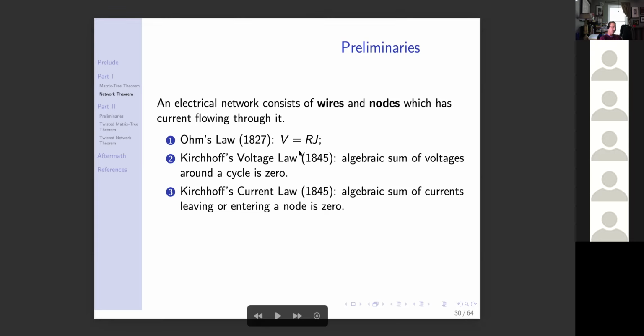That's the current law. Incidentally, the current law is usually known as Kirchhoff's second law, and the voltage law is usually known as Kirchhoff's third law. I'm reversing it here because in the 1845 paper, it's listed in this way. He changed it in the 1847 paper, but the voltage law is conceptually more simple, and that's why I'm also including it in this order.